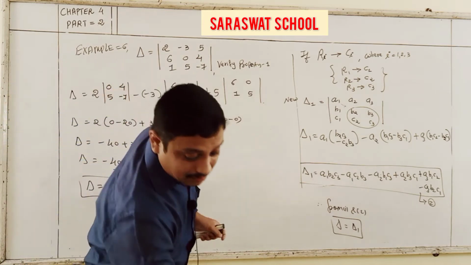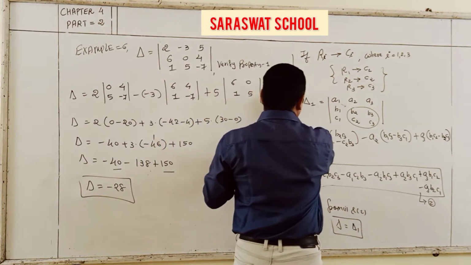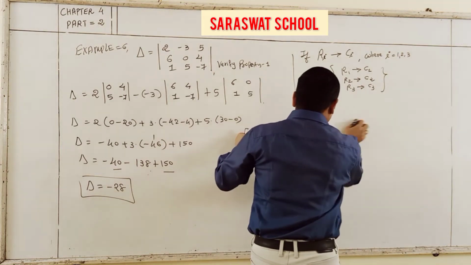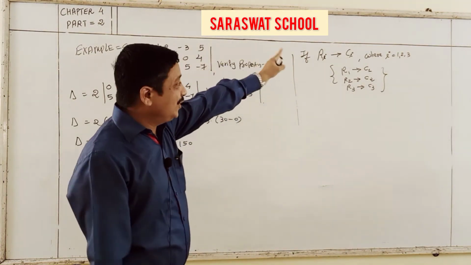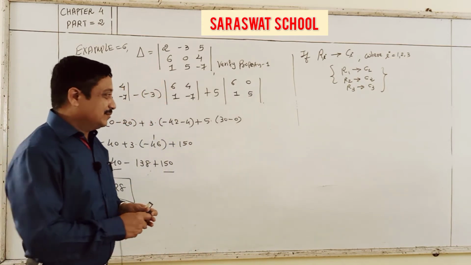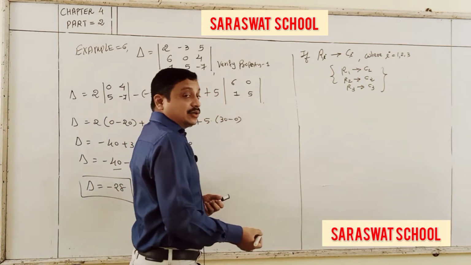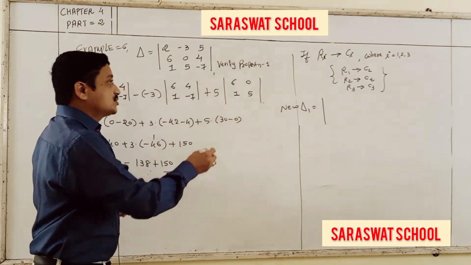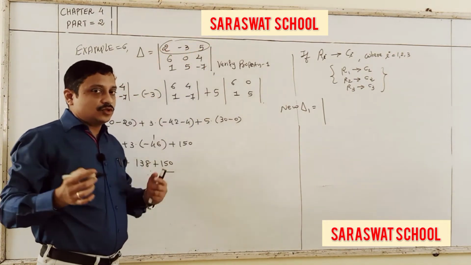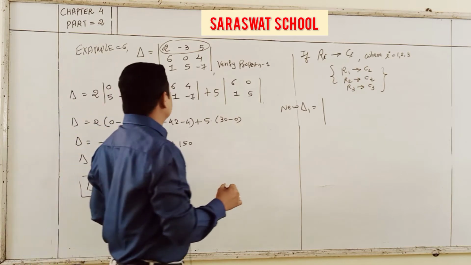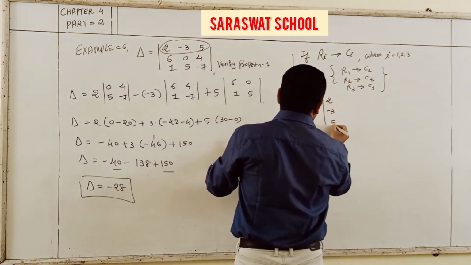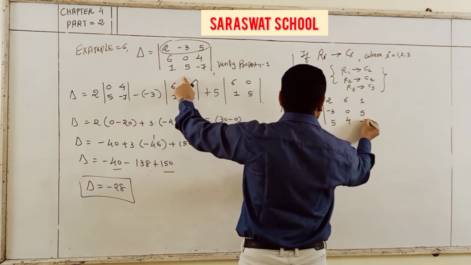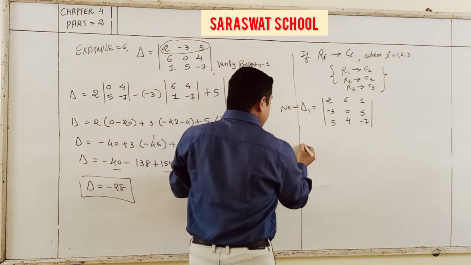Now I operate my property number 1. If I operate that, del 1 you will get, after operating Ri tends to Ci, every row interchanged into the column. So clearly this is your first row, and you will write it as the first column. So here 2, minus 3, 5. Second row as second column, and third row as third column: 1, 5, minus 7.